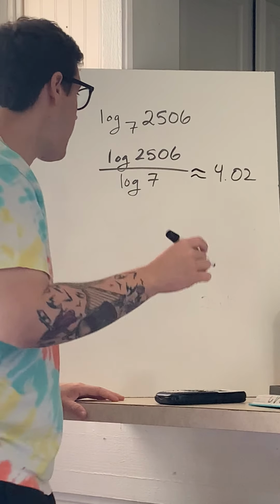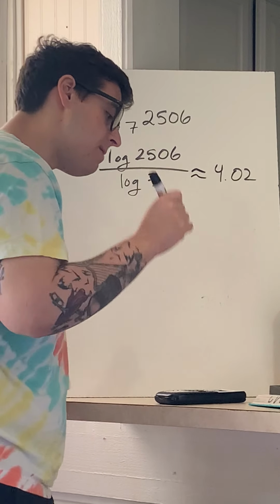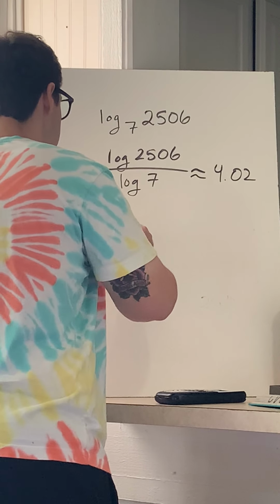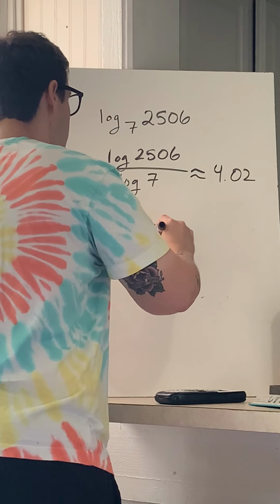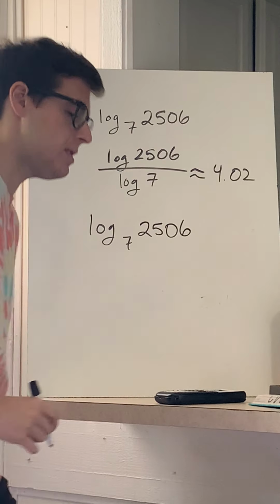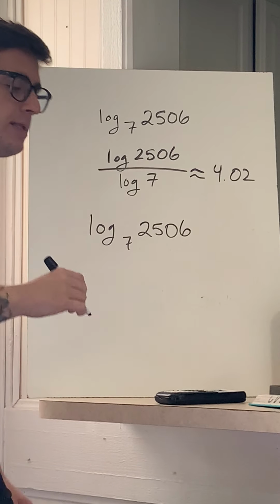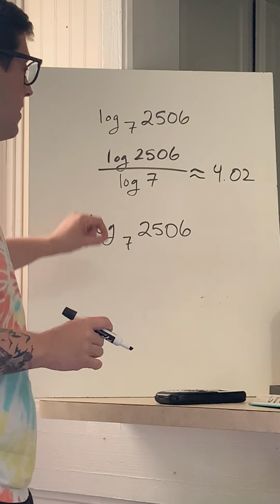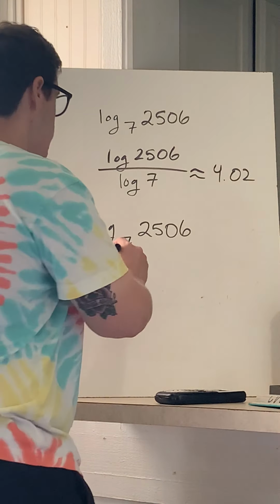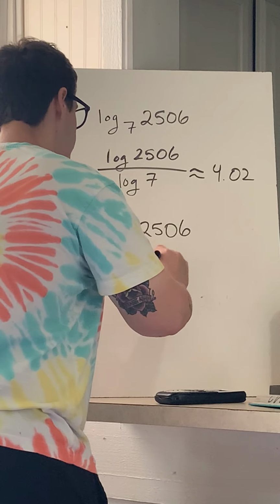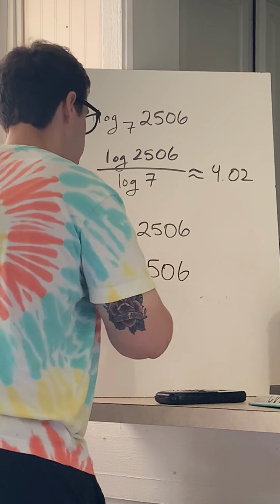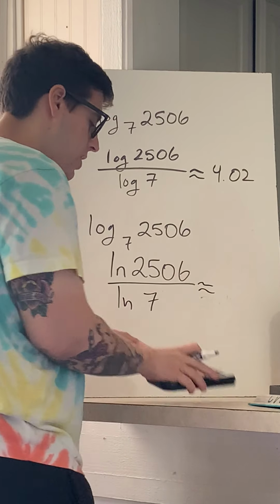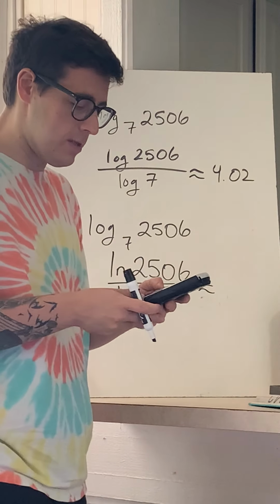Checkpoint 8 is the same idea, except using the natural log. That's the crazy part about this: when you're changing bases, it works for both the common log of base 10 and the natural log of e. So this is the same thing, except it's ln 2506 divided by ln 7. And you can check it on your calculator. I'm going to check it on my calculator also.